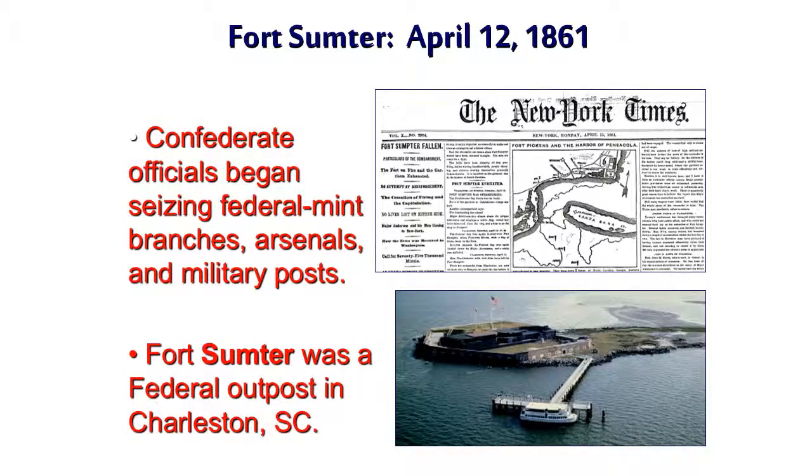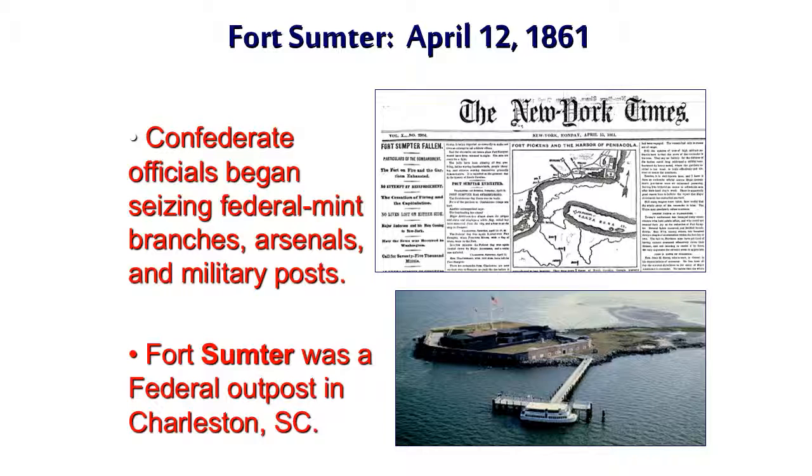Now what was happening in the South was the Confederate officials began seizing all the federally owned property. There were arsenals, there were military posts, there were post offices, courthouses. All these different buildings belonged to the United States of America. Well, the Confederate officials started taking over control of them and saying they now belong to us because they're located within the CSA. Fort Sumter is where the Civil War is going to begin.